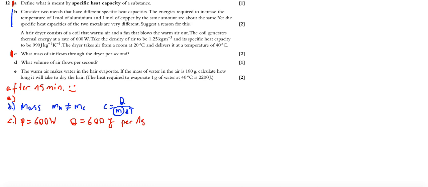Is it clear? Okay, so if we want to find the mass of air, we can use again the same equation for specific heat capacity. If Q is specific heat capacity times mass times delta T, then mass is thermal energy divided by specific heat capacity times delta T. Energy per second is given, it's 600. Specific heat capacity is given, 990. Change of temperature is given because temperature changes from 20 to 40.